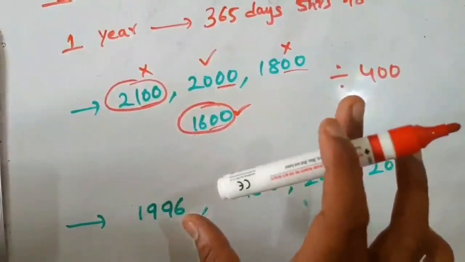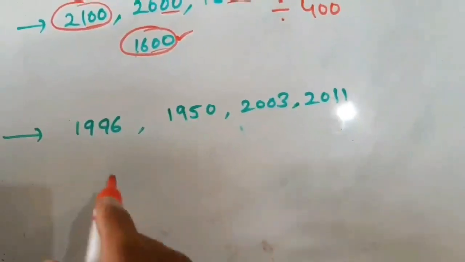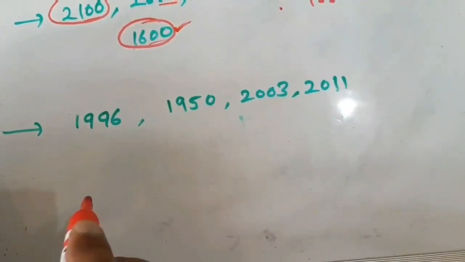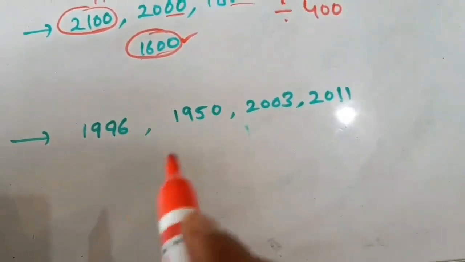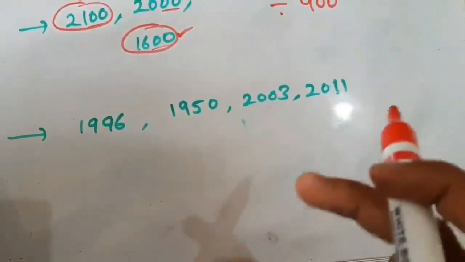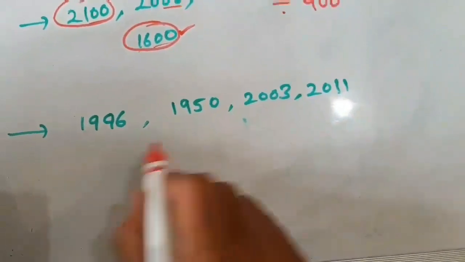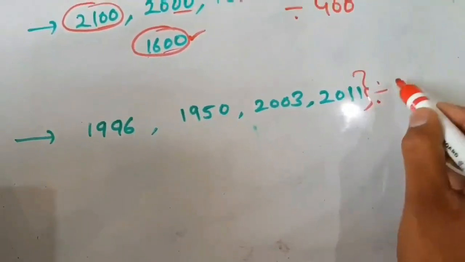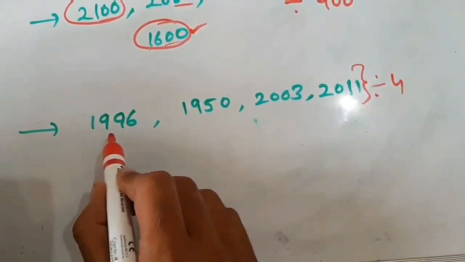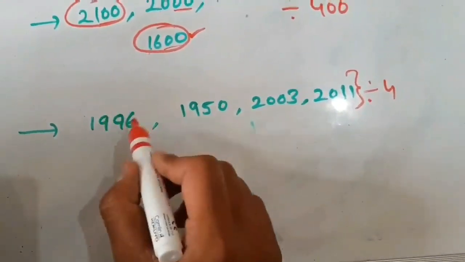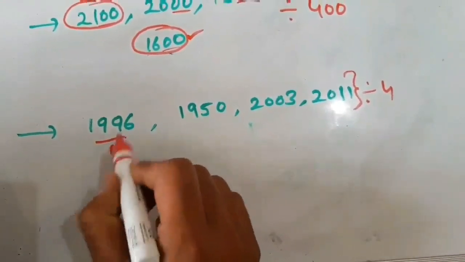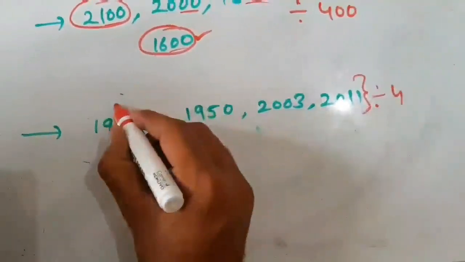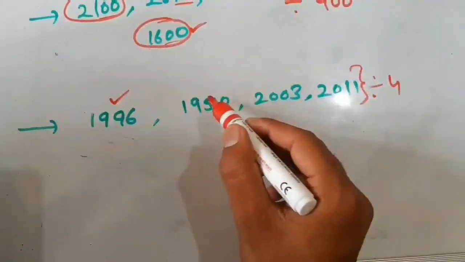Otherwise, that is not a leap year. For normal years, we have to divide by 4. Why? Because a leap year comes every 4 years. So we have to divide by 4. If I divide by 4, using divisibility rules, I am going to get remainder 0 here. So this is a leap year.